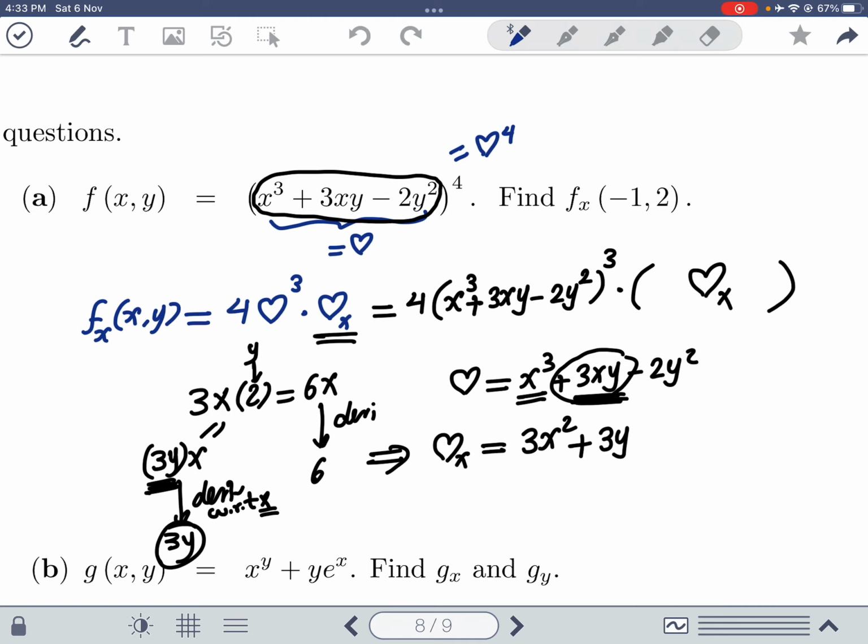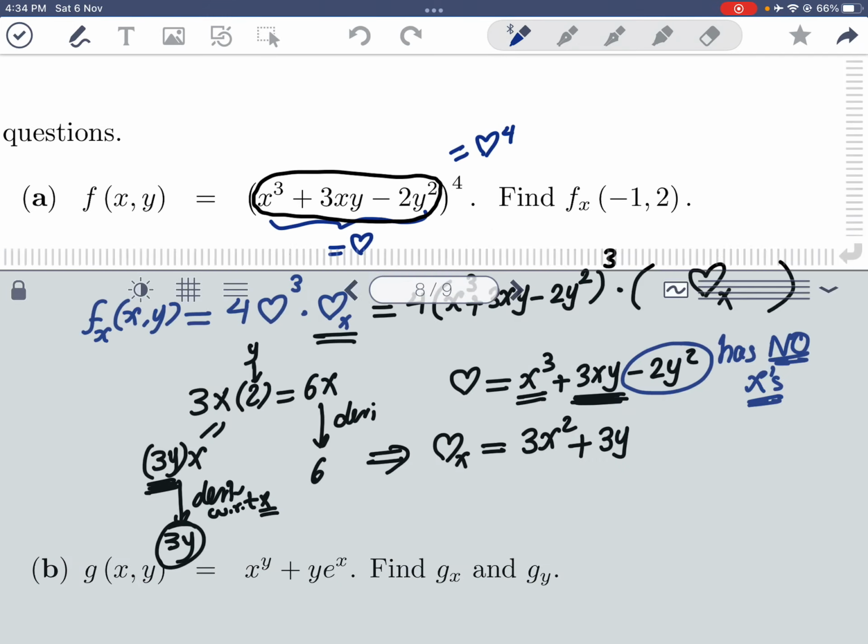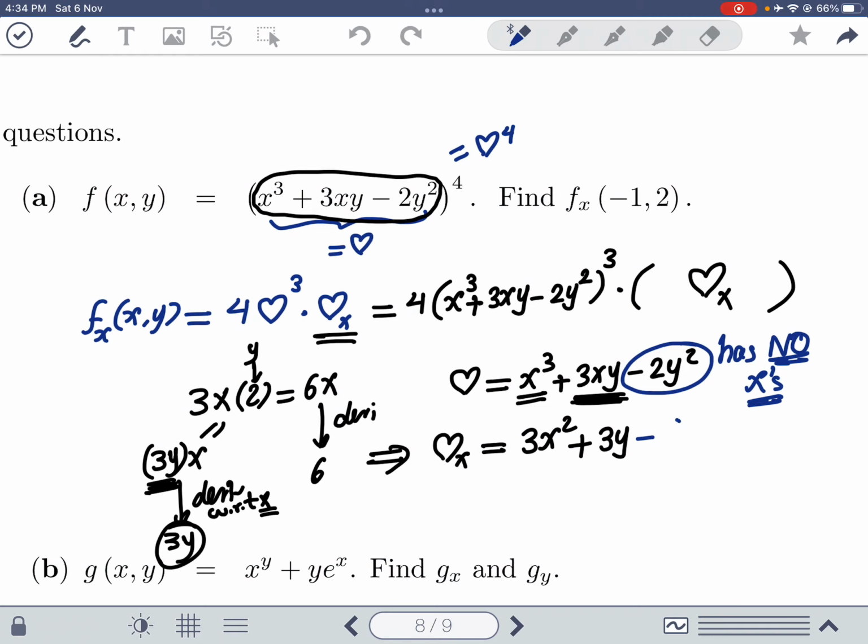So now notice, just take this, there was a minus, but this now has no x's. Because it has no x's, the derivative will be minus 0. It has no x's in it. And the function was a function of both x and y. And so if the formula that you're deriving does not have an x, then it's like a constant.